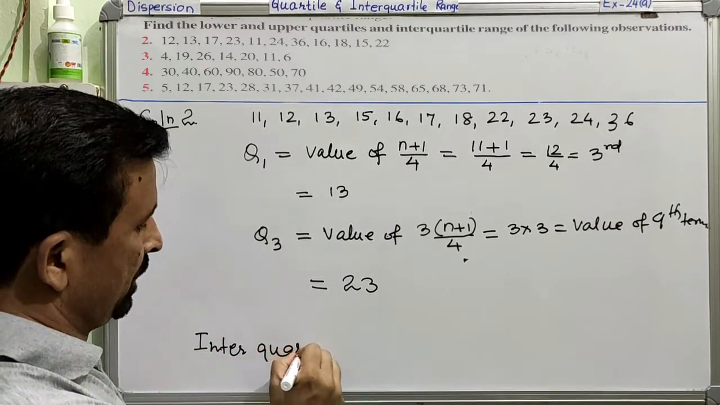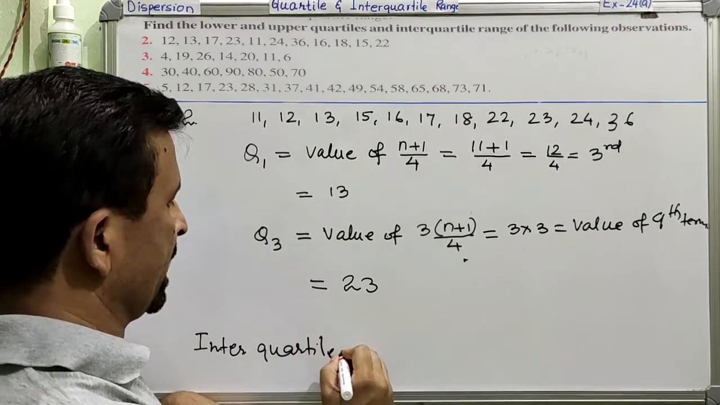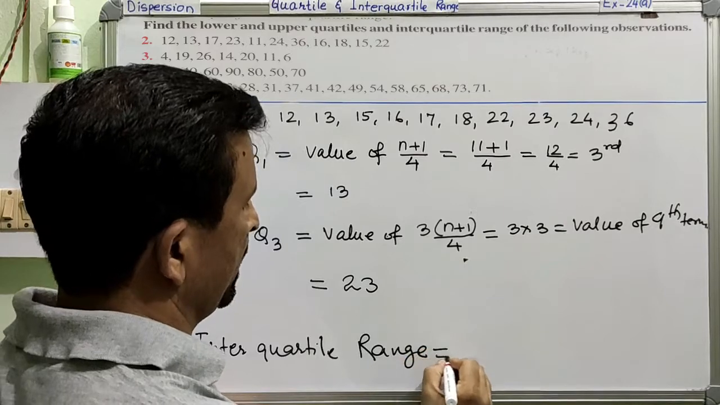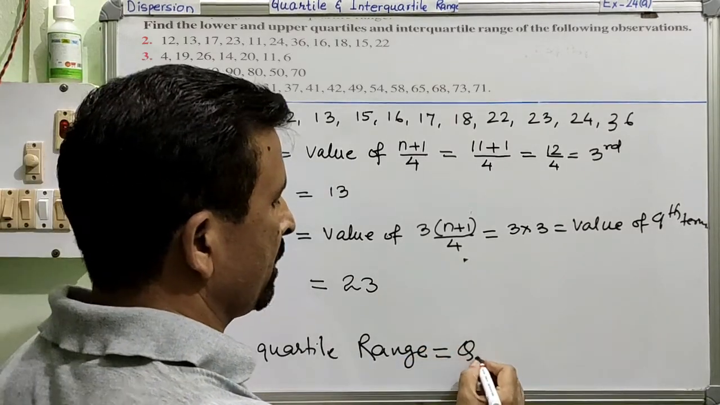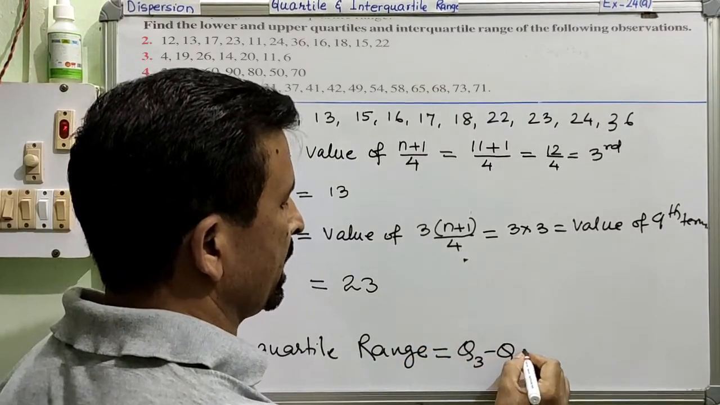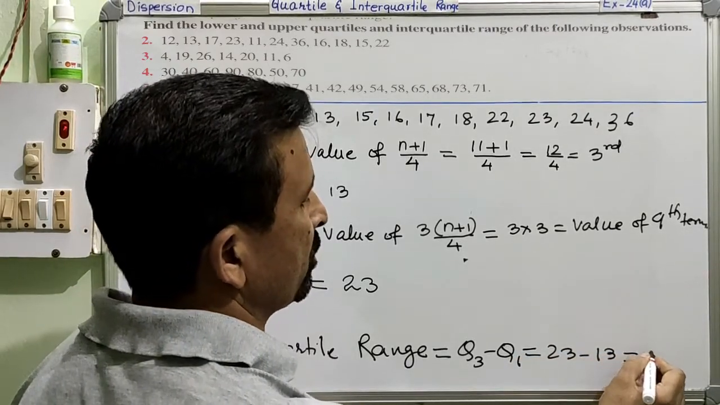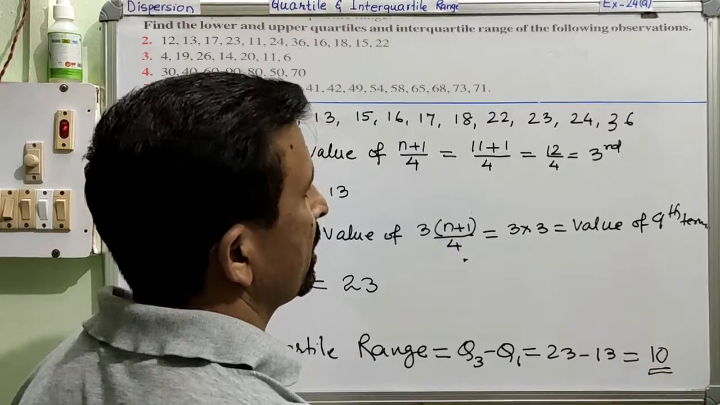Interquartile range. The interquartile range is Q3 minus Q1, which is equal to 23 minus 13, which is equal to 10. And this is your final answer.